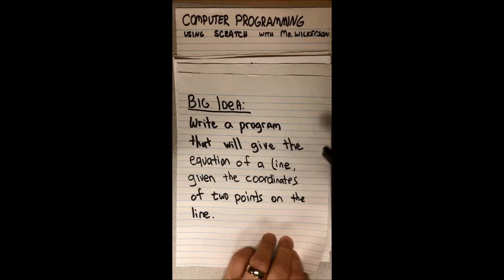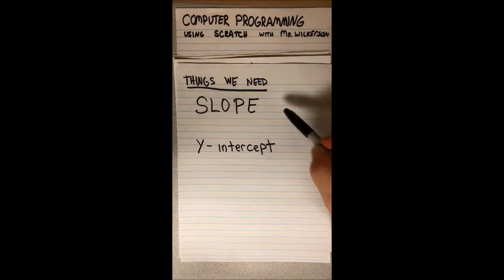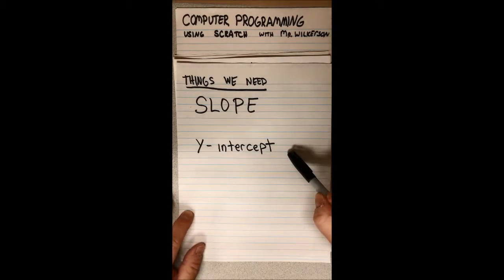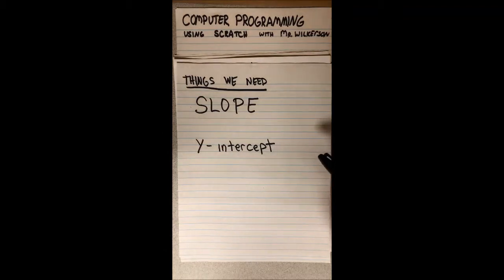The things that we'll need to know, if we want to write a program that will give us the equation of a line, a linear equation in slope-intercept form, is we have to understand what slope means and what a y-intercept is. We've already discussed in class in activity 5 how to input 2 points on the line, just like you would be given on a quiz or on a test. It would give you 2 points on a line.